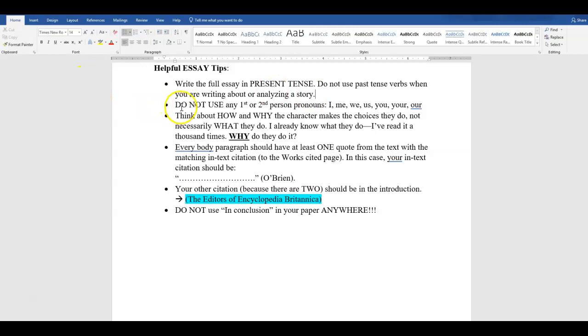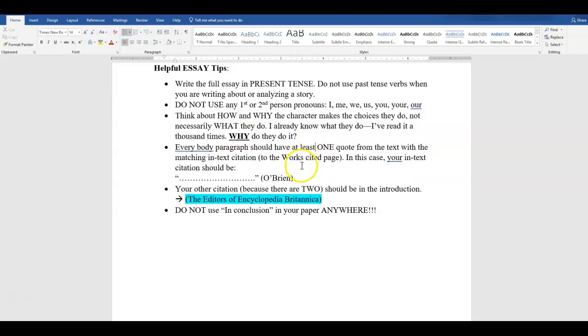Don't use first or second person pronouns. Think about how and why the character makes the choices they do, not necessarily what they do. Remember, I've already read this story, so I know what they do in the story. I want you to tell me why they do it.